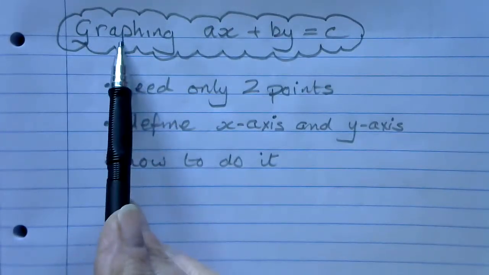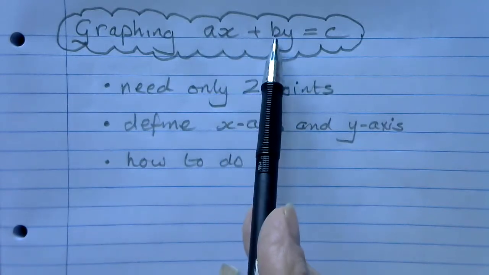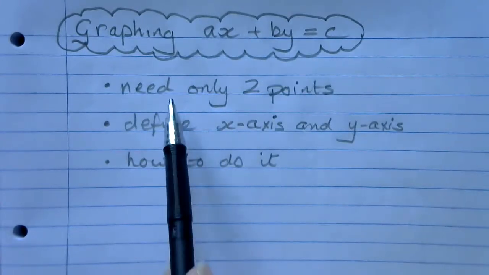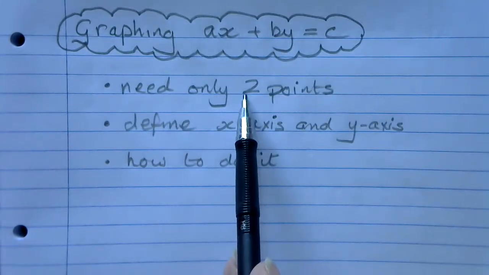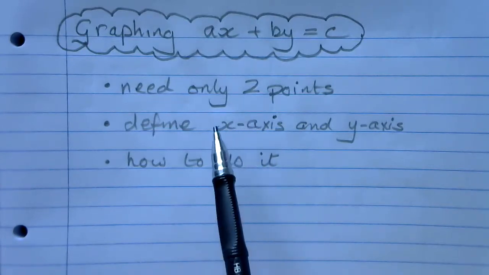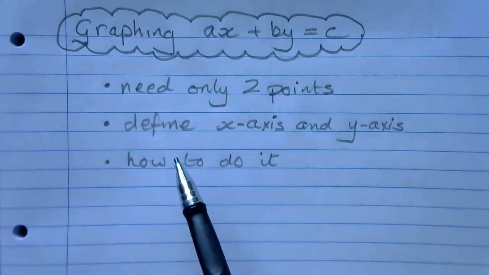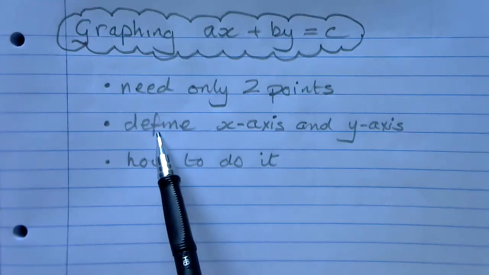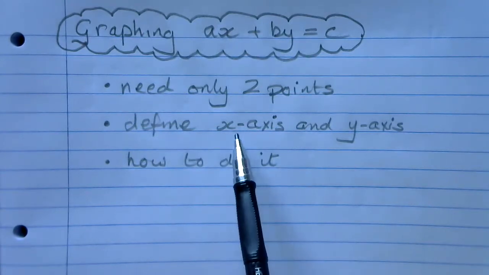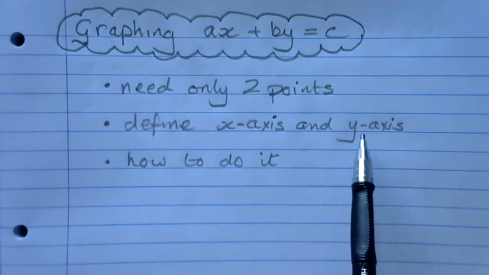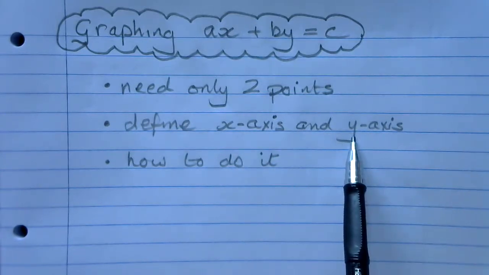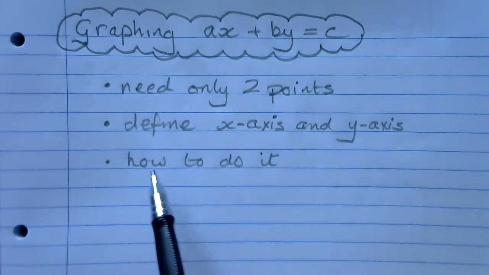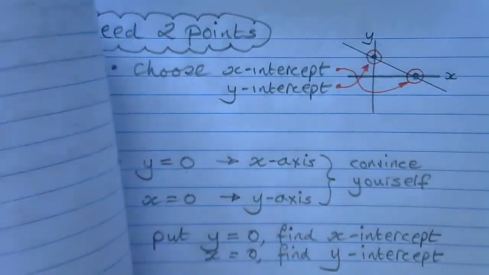If you want to graph ax plus by equals c, you only need 2 points. And those points are, of course, the x-intercept and the y-intercept. We've defined the x-axis as y equals 0 and the y-axis as x equals 0, and you know how to do it. Let's just check again.